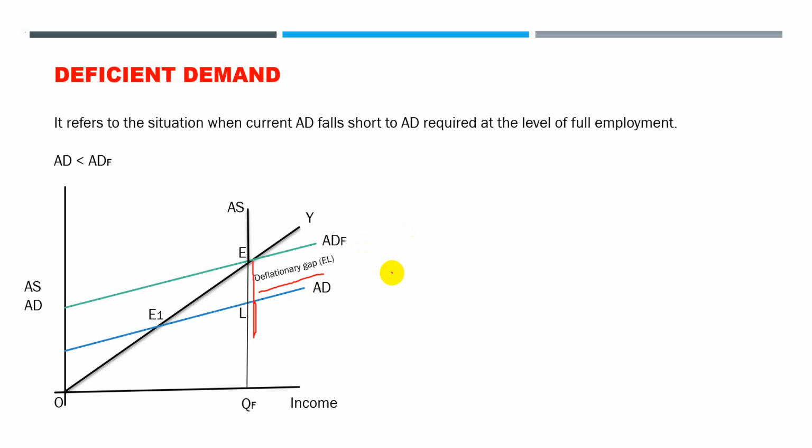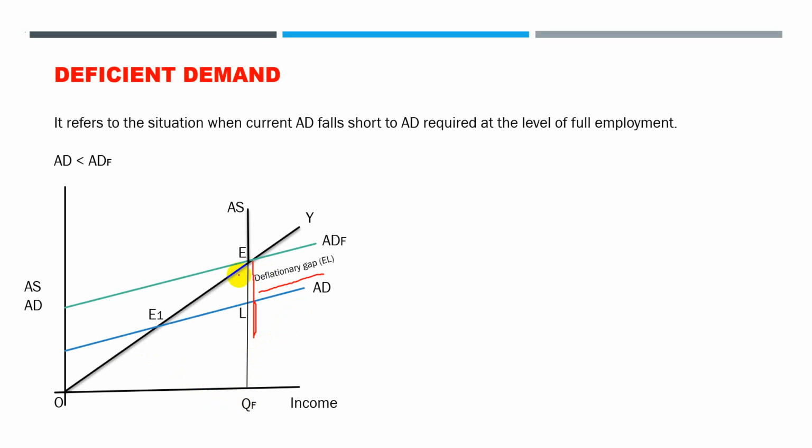Now let us see from the figure. In the figure, on the x-axis we have measured the level of employment, output and income, and on the y-axis we have measured aggregate supply and aggregate demand. Now, OQF is the full employment level of output and income. When the aggregate demand curve AD intersects the 45-degree line at point E, E is the point of equilibrium.